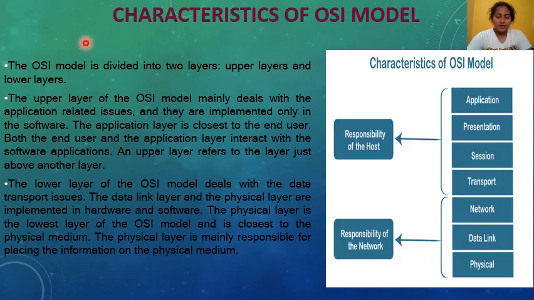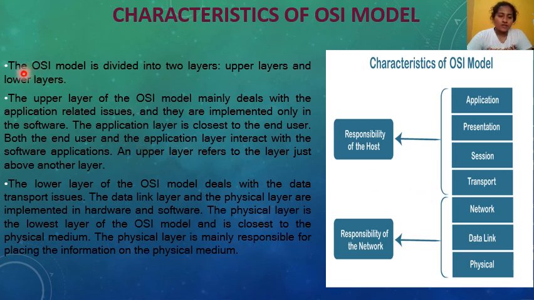And then let us look at the characteristics of the OSI model. We can see the responsibility of the host. As I already told, the top layers are known as the host and the bottom layers are known as the network. So the application, presentation, session and transport layers come under the responsibility of the host, and below them the physical, data link and network layers belong to the network, which transmits the data or information to the host.